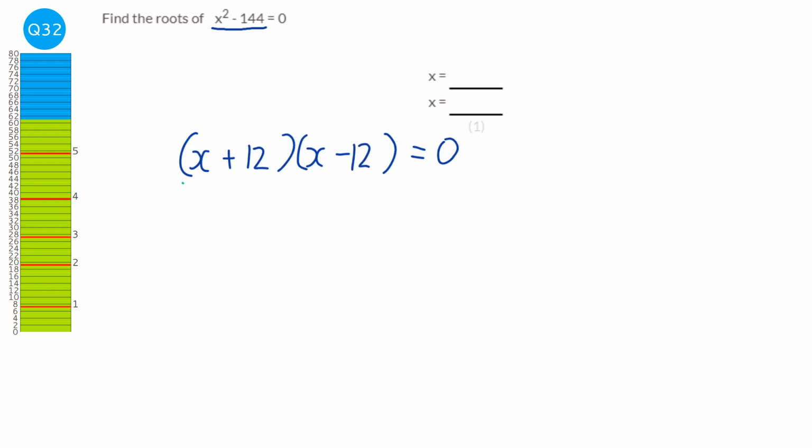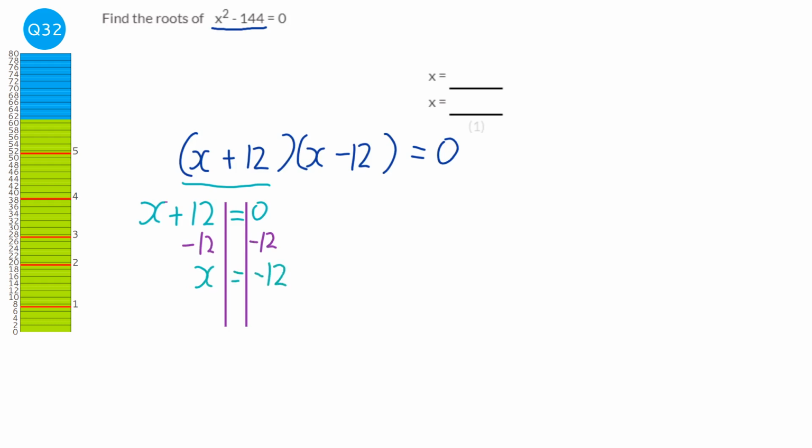Now to solve, one of these brackets is going to equal 0. So we're going to do the first bracket equal to 0. So we've got x plus 12 equals 0. And we're just going to put our lines down and take away 12 both sides. And we get x equals minus 12. So one of our solutions is minus 12.